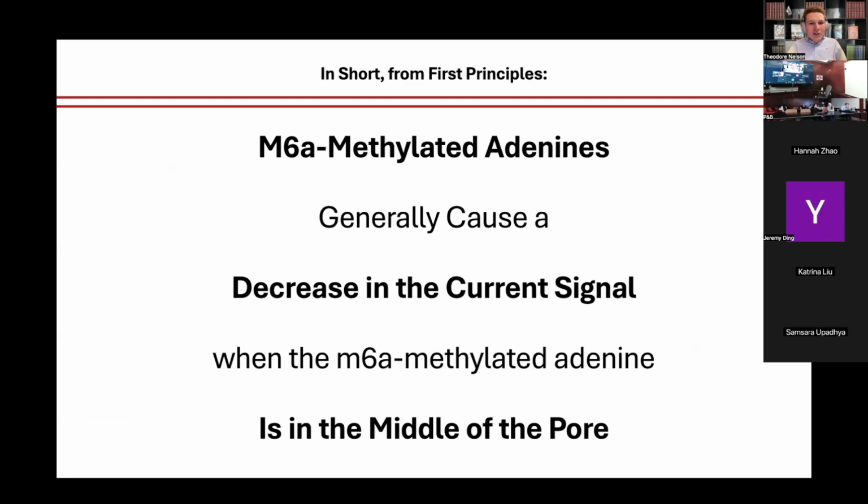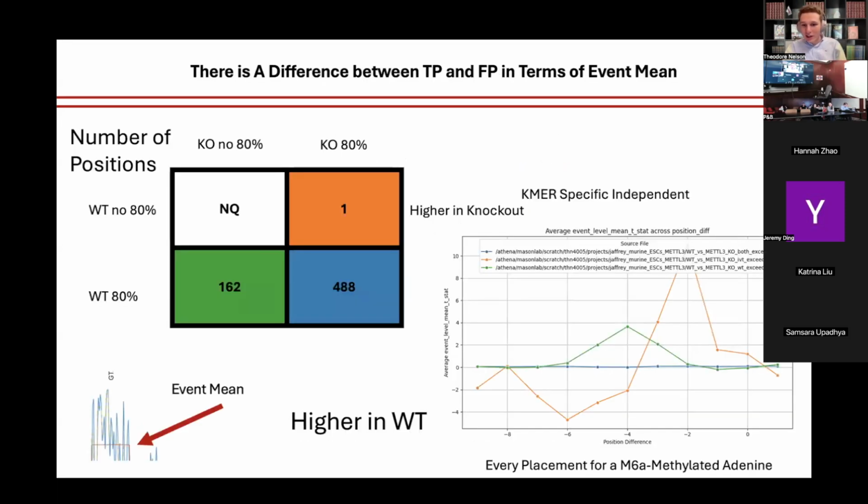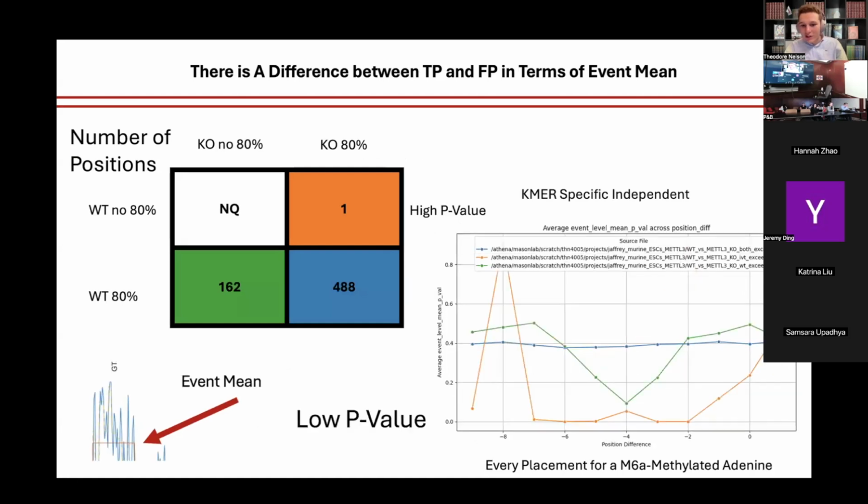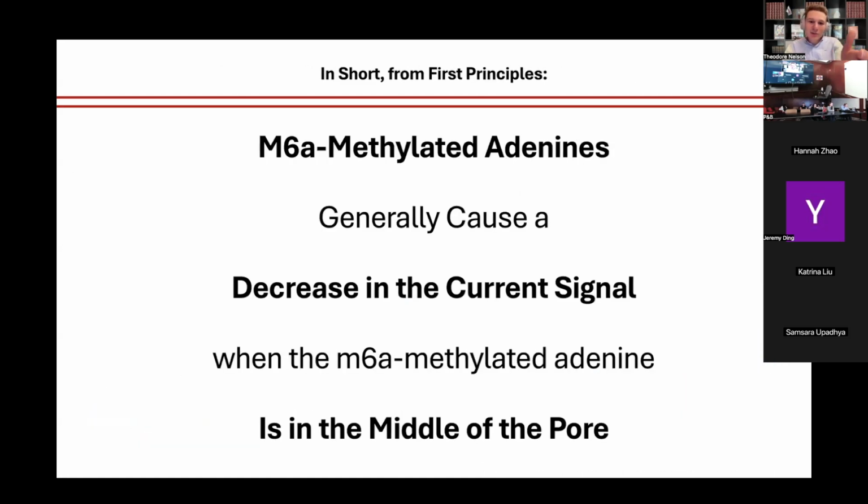Now, naturally, some might ask at this point, this was all a very roundabout story and way of understanding. Are you able to take this knowledge that m6A methylated adenosines cause a decrease in current signal when the m6A methylated adenosine is in the middle of the pore, and actually apply it to tell, oh, this is a false positive hit and this is a true positive hit?